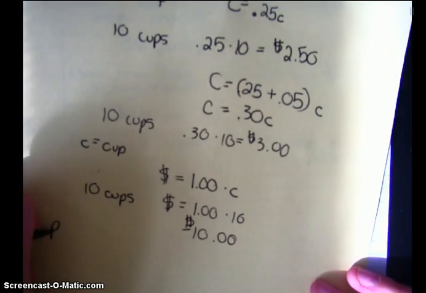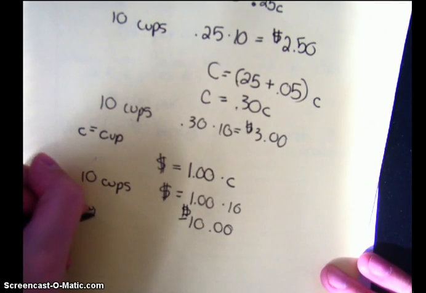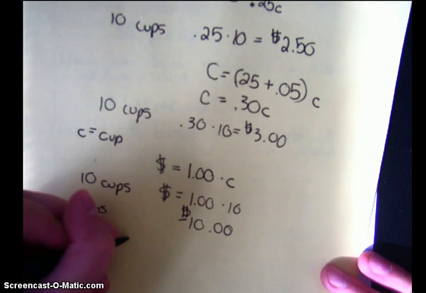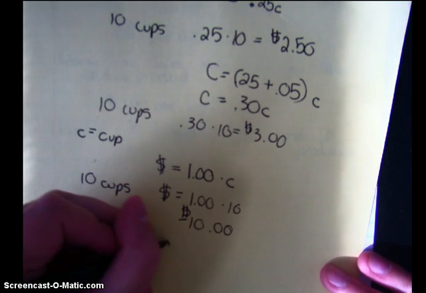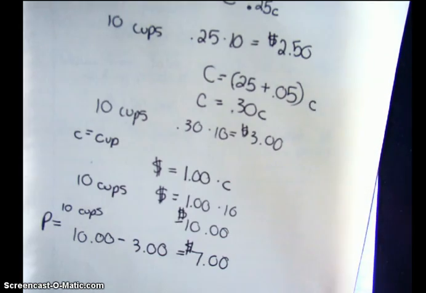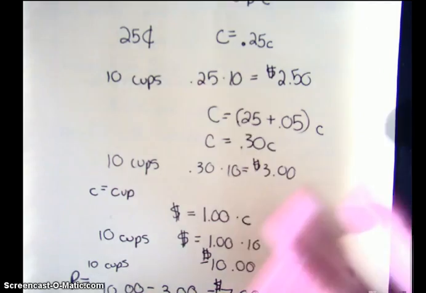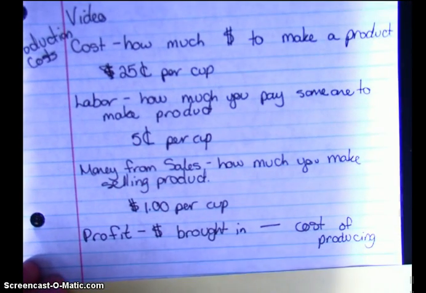So our profit for this problem, if we made 10 cups, would be the money we brought in, which was $10, minus how much it cost to make it, which was $3. Okay, so in the end, we made $7 of profit. Okay, so that's all the vocab for now. Again, that was cost, labor, money from sales, and profit.